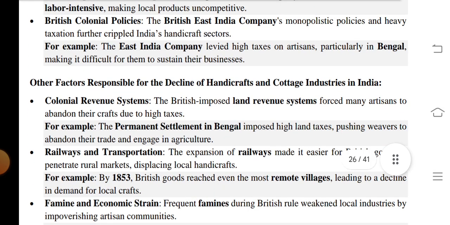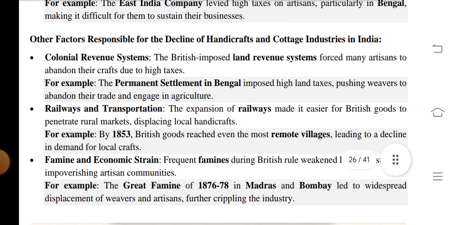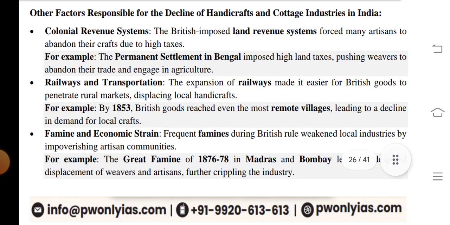Other factors responsible for the decline of handicraft and cottage industries in India. Colonial revenue systems. The British-imposed land revenue system forced many artisans to abandon their craft due to high taxes. For example, the Permanent Settlement in Bengal imposed high land taxes, forcing weavers to leave their trade and engage in agriculture.